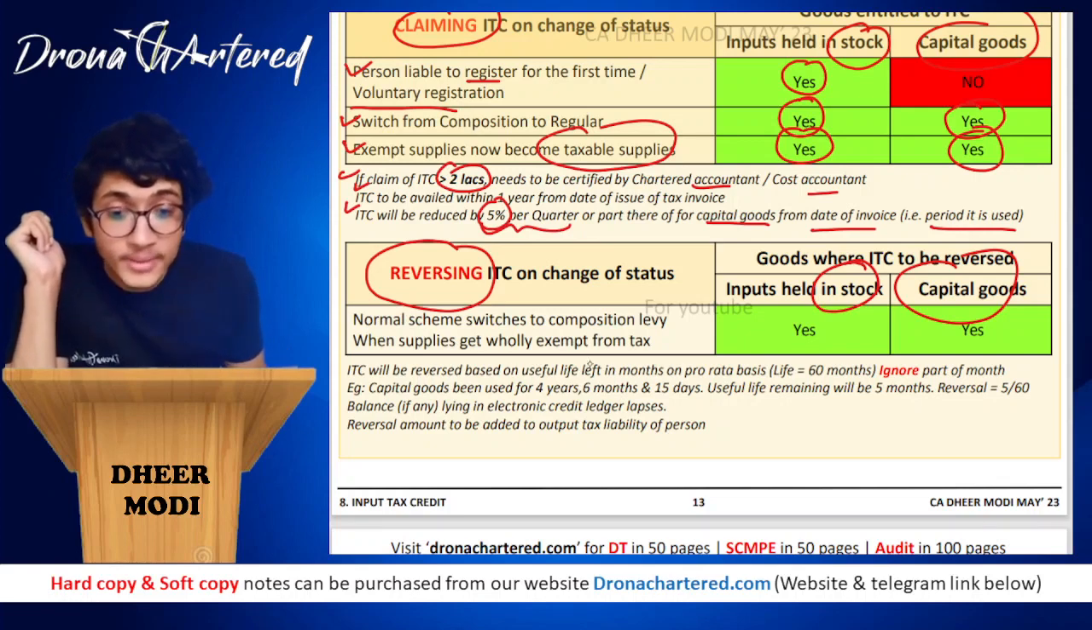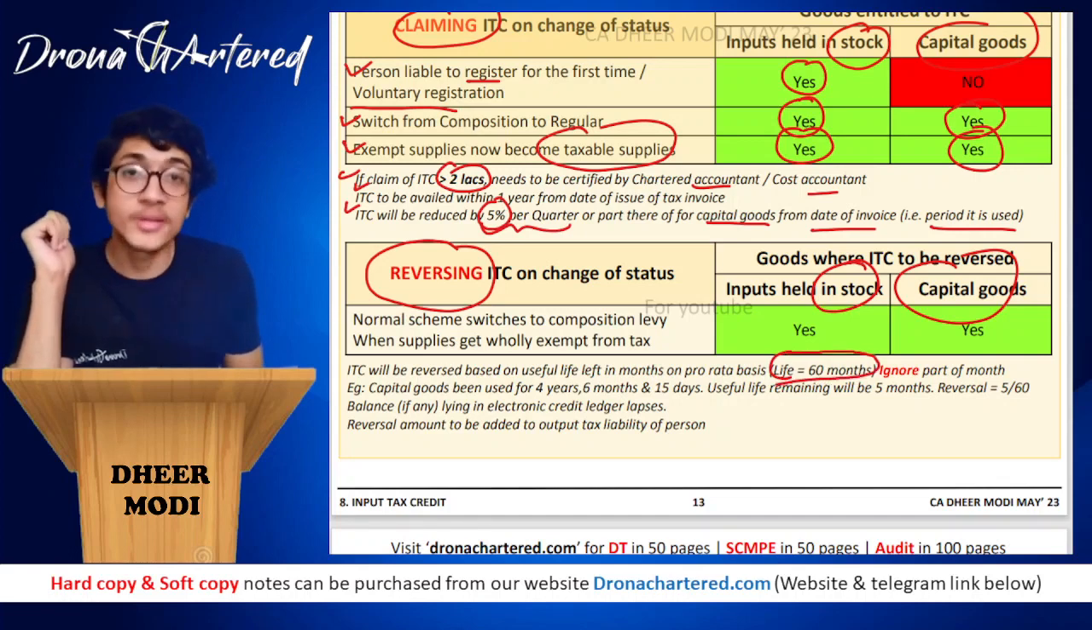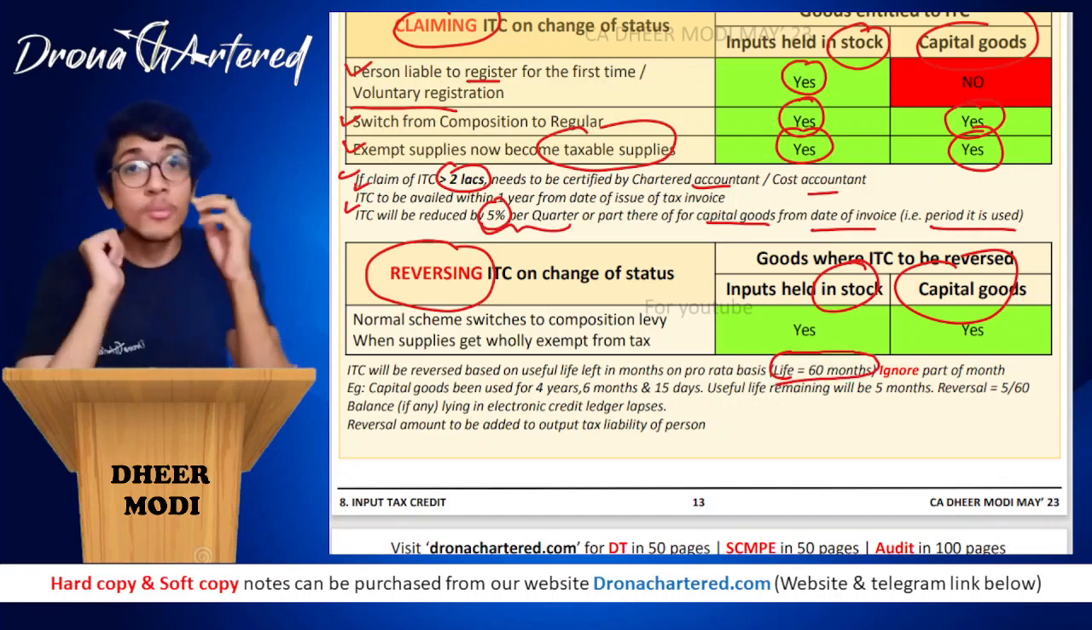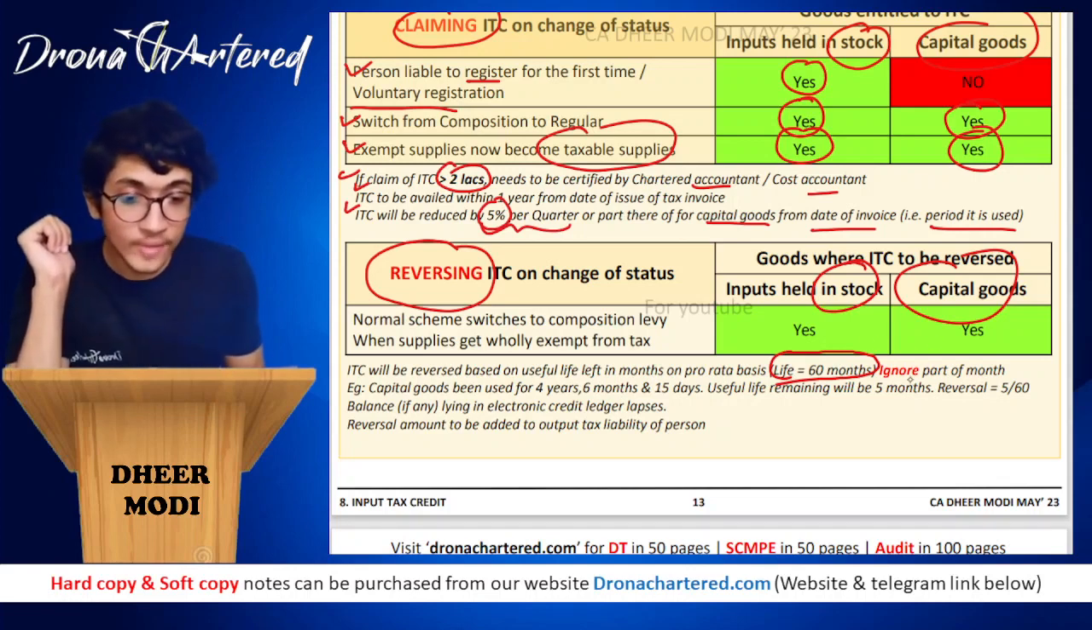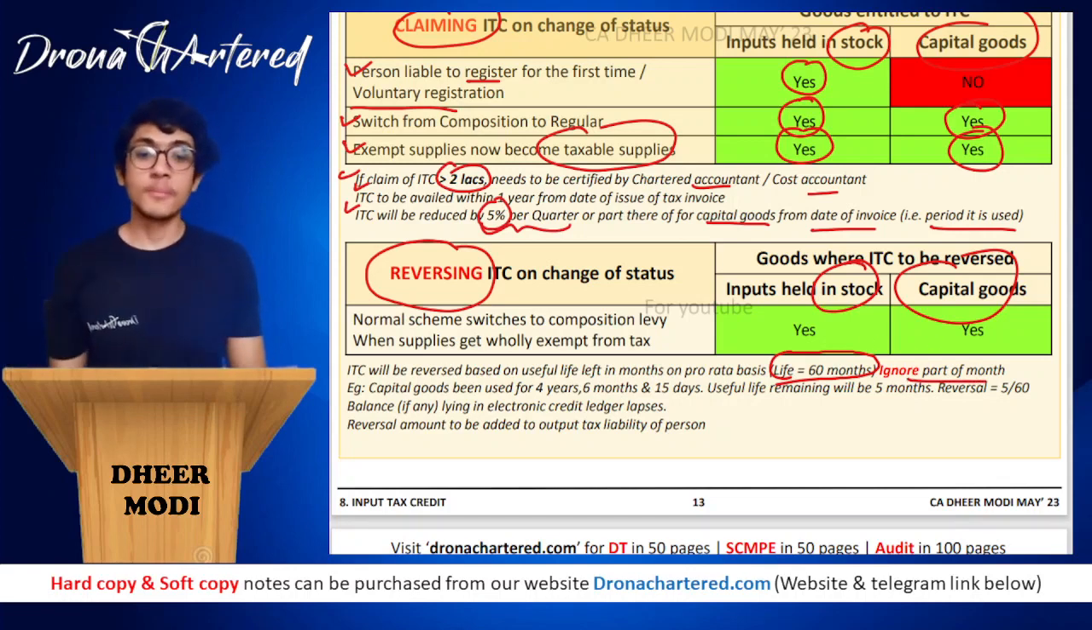ITC will be reversed based on useful life left in months on a pro rata basis. So I have told you again and again, life is equal to 60 months. So you have to check, boss, how much of my life is remaining. On that basis, you will be calculating. You have to ignore any part of the month.